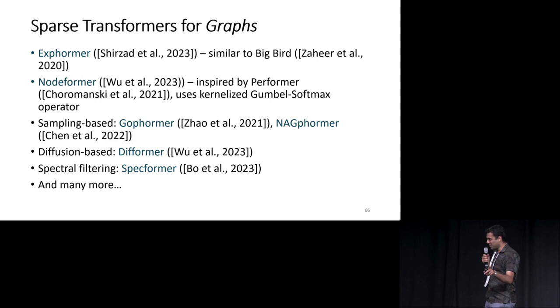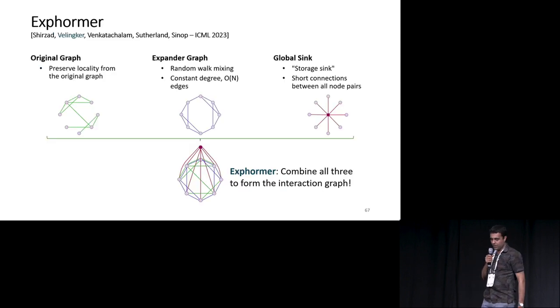Anyway, I won't discuss all of these, but just to give you a sense of some ideas, I'll talk about Xformer, which is one of our works from ICML last year. Here we combine three types of edges for the computational graph. One of the key ideas is to use what's called an expander graph. This is commonly used in spectral graph theory and mathematics. They're basically sparse graphs that have good global connectivity.